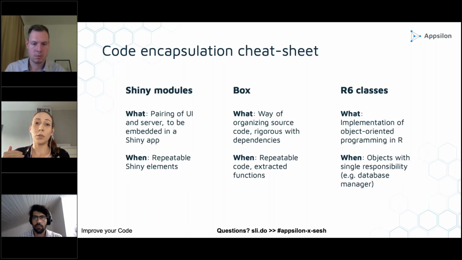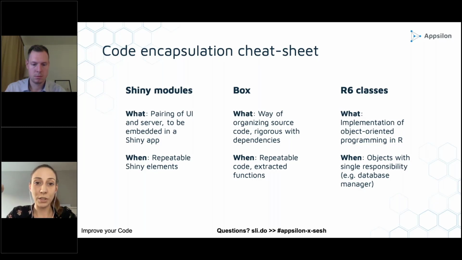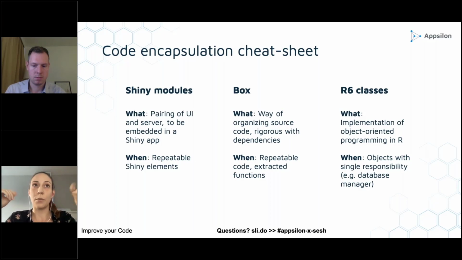The 3 ways of code encapsulation that I would like to cover today are Shiny modules, the box package, and R6 classes. First, let's take a general look at all of them and when to use them. And then we will go through each one of them in some more detail to give you a quick start. So if you have never used them, you will have a tool to start with tomorrow.